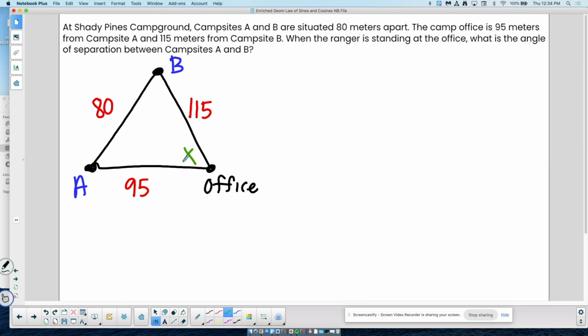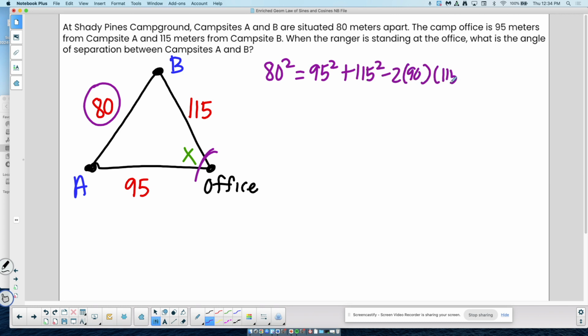So that's just like the problem we were doing on these last three problems. So if we go through and label, here's my angle. And this is the side that's going to be by itself. Yep. So here we go. We're going to have 80 squared equals 95 squared plus 115 squared minus 2 times 95 times 115 cosine of x. Probably going to get some pretty large numbers here, and that's okay.